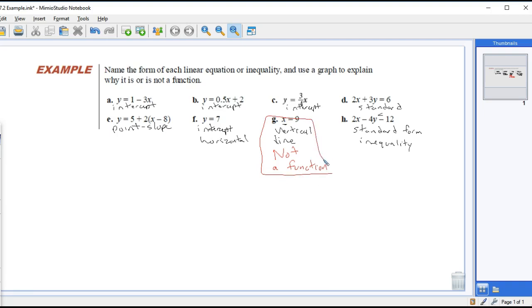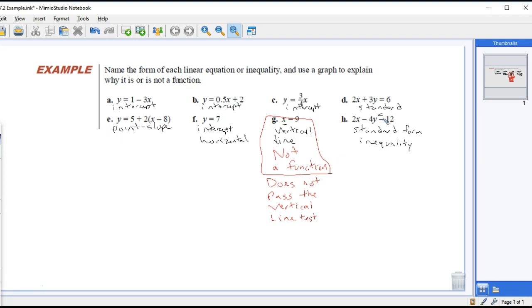G is the first one that's really not even a line. All the other ones were lines. This one is still a line, but it's a vertical line, so therefore it's not a function because it does not pass the vertical line test. Notice it's not C-L-E, it's C-A-L, vertical line test.